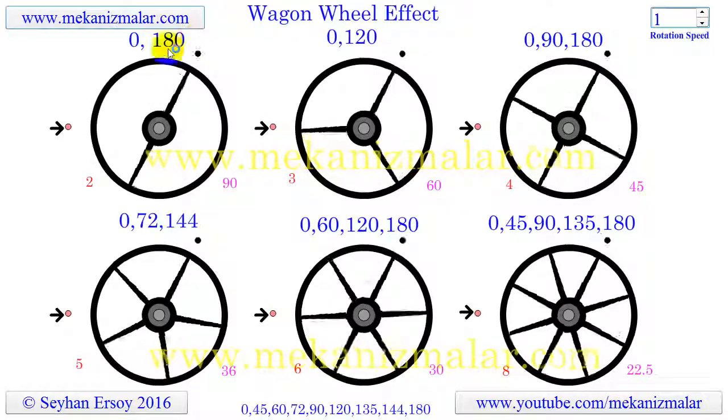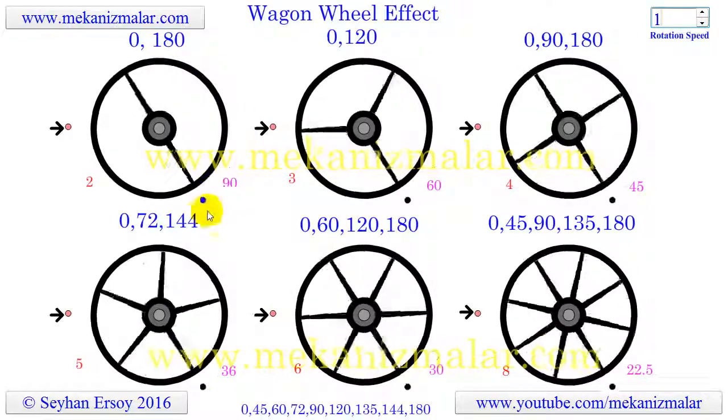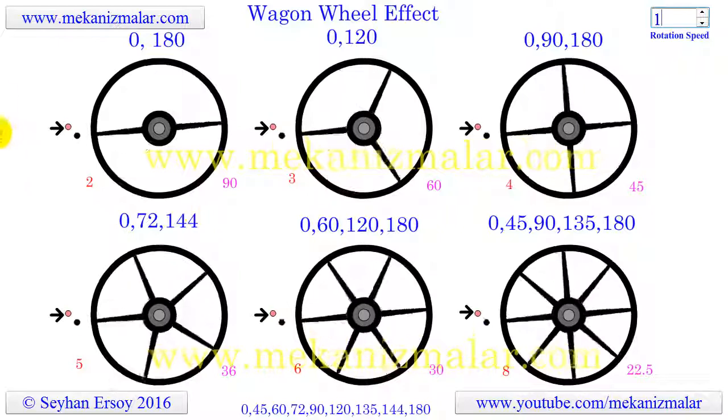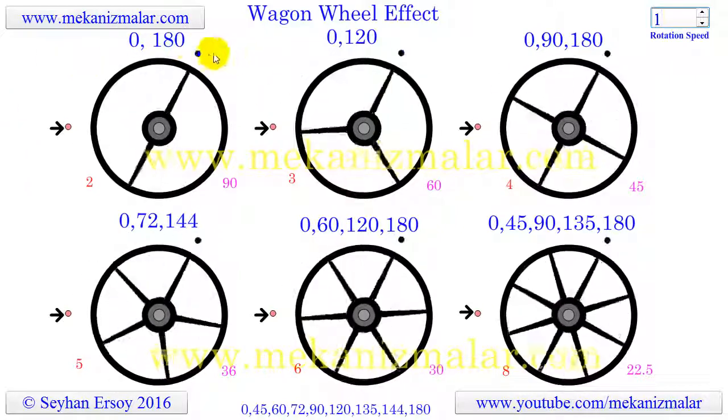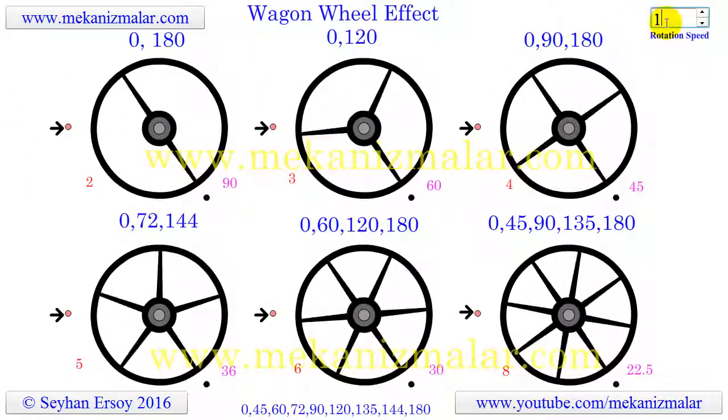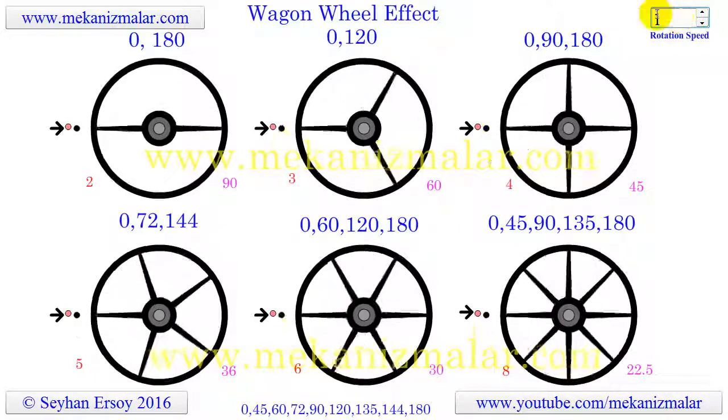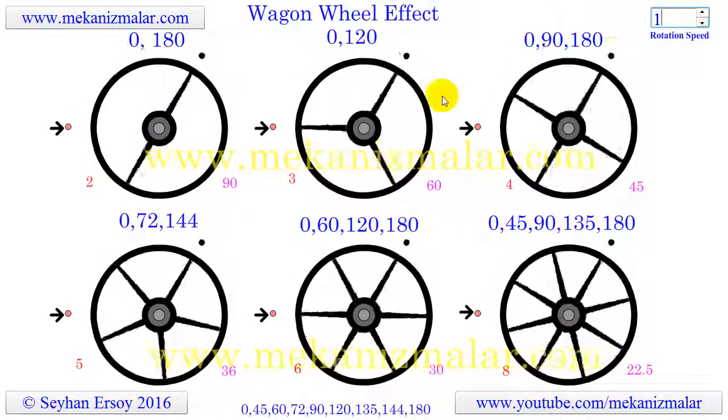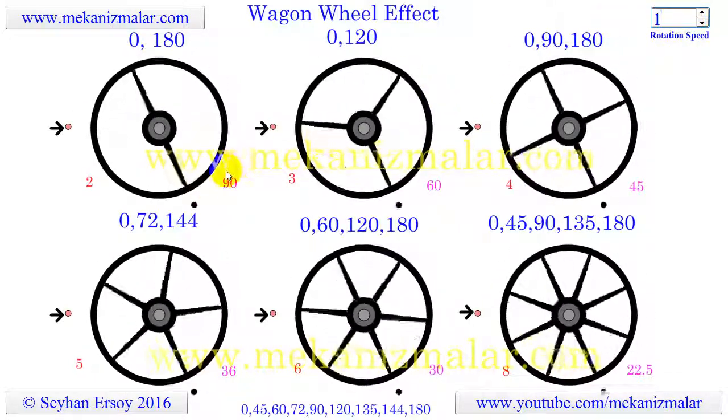The black dot shows the location of the spoke at the start point. This value constantly increases by adding another step value shown in the input box. Therefore the angle value of the black dot is increasing constantly.